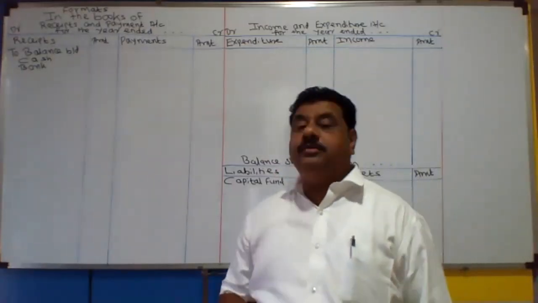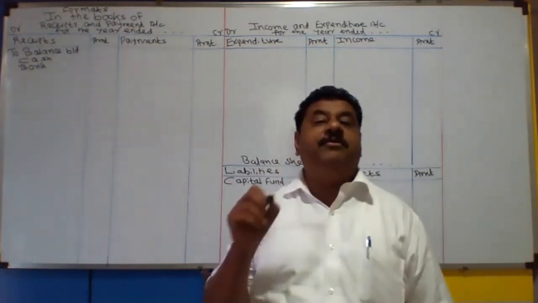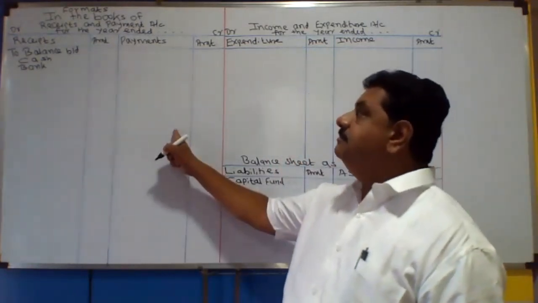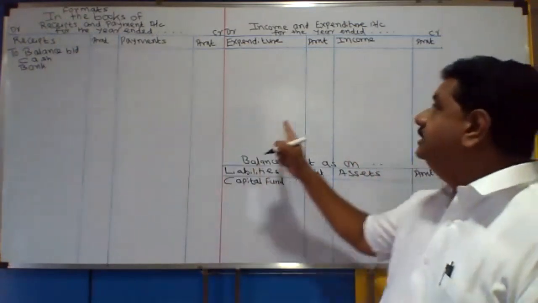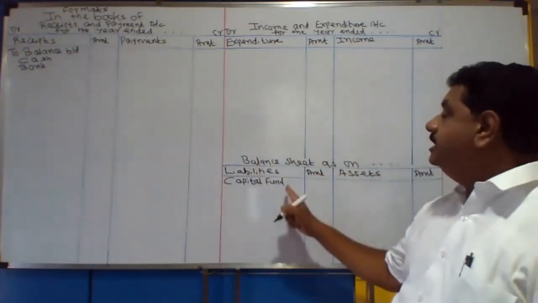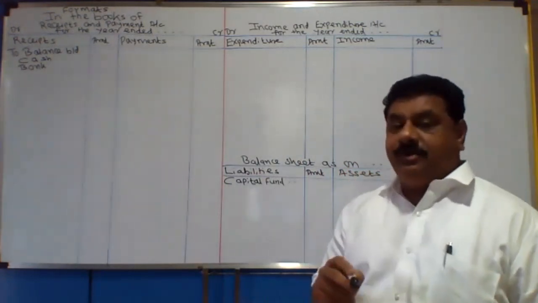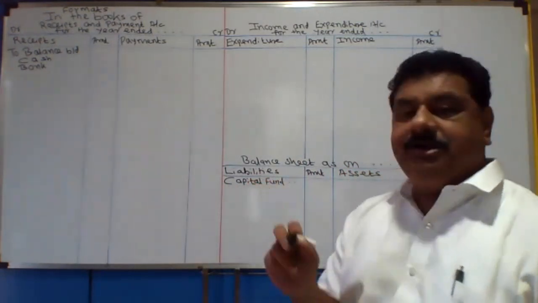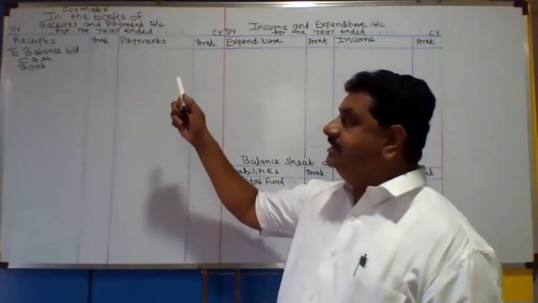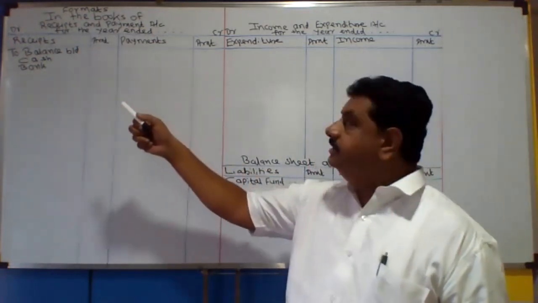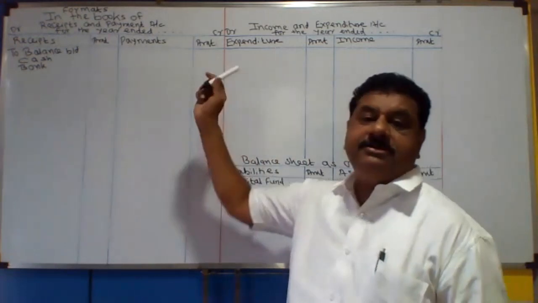So in this lecture, we are going to learn the specimen formats of the receipt and payment account, then the income and expenditure account, and the balance sheet of a not for profit concern. Actually, receipt and payment account is similar to your cash book, having the debit side, that is the receipt side, and the credit side, that is the payment side.